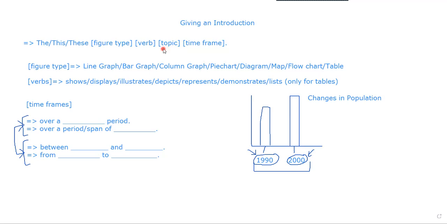Now like we said, the main paraphrasing happens in the topic part. Because on your question or your exam, the topic would not be so simple as this one, like changes in population or education rate. On your exam the topic would not be so simple, so you need to be prepared to face a quite complex topic.